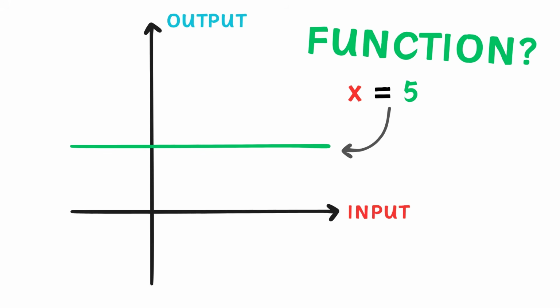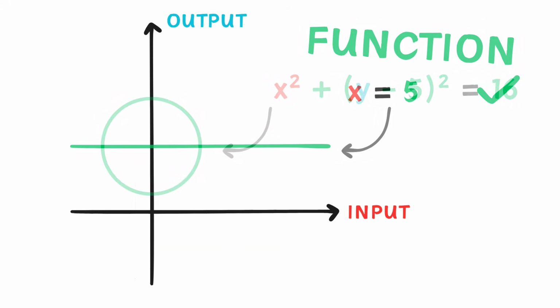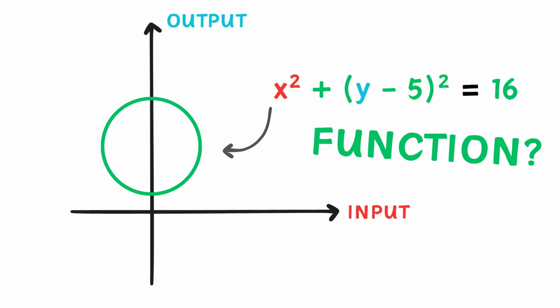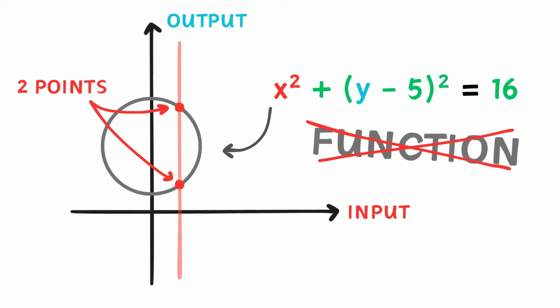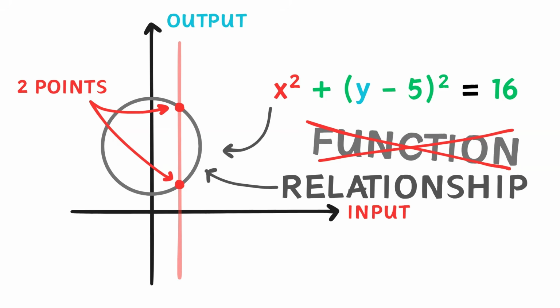So is this line a function, x equals 5? Well, yes, because no matter where we draw a vertical line, it only crosses the function at one point. Now, is the graph of a circle a function? No. Place a vertical line anywhere in the middle, and we see that it crosses the circle at 2 points. So this is a relationship, not a function.